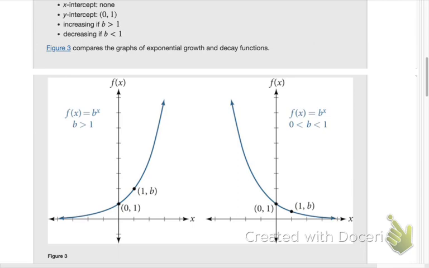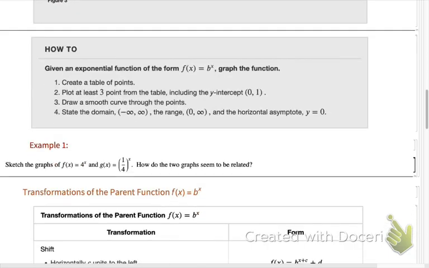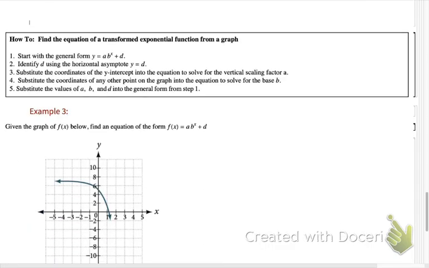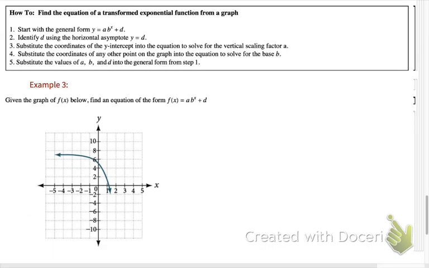And after the vertical scaling and reflection, y equals 0 would still be the horizontal asymptote. So it turns out that if you shift the parent function up or down, whatever the vertical shift is tells you what the horizontal asymptote is, and vice versa. So coming back down to the graph here, I'll just go ahead and draw that in.